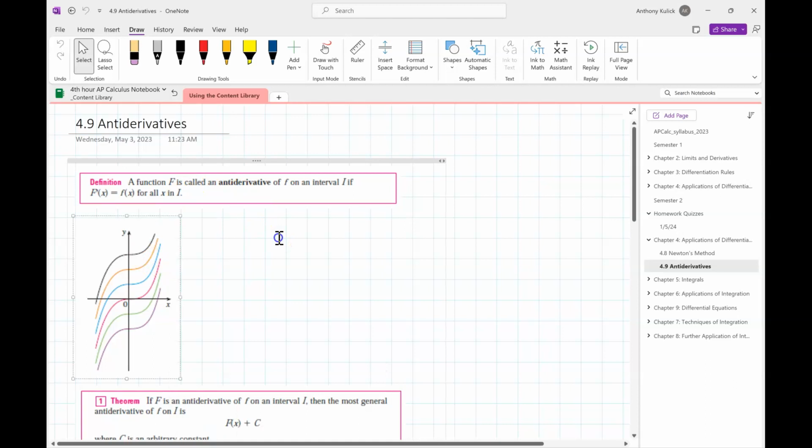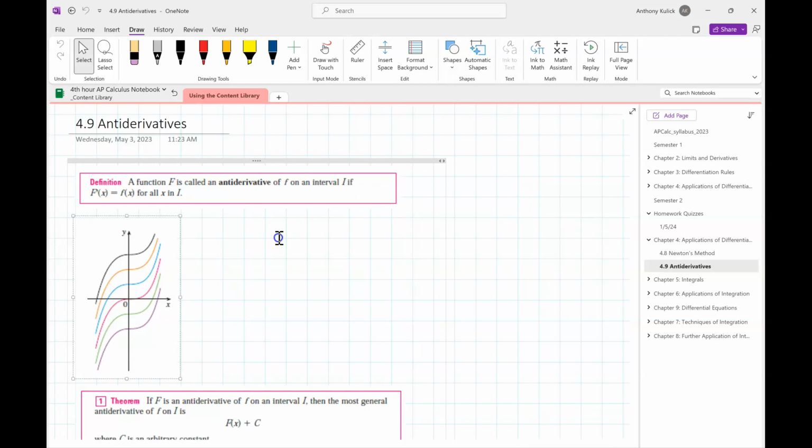So we say a function cap F is called an antiderivative of little f on the interval I if the derivative of cap F of x is equal to f of x for all x on that interval I. So it's the antiderivative if when I take the derivative, I recover that function back. Everybody's okay with that? So we say that cap F is the antiderivative of little f if when I take the derivative of cap F, I get little f back.